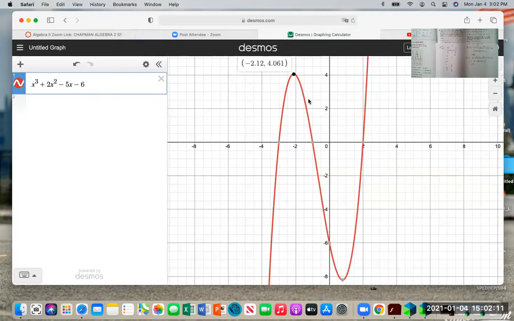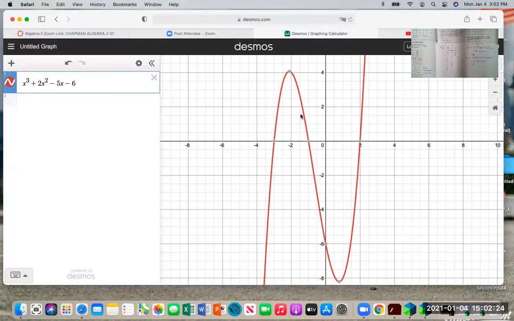Use the table values to estimate the intercepts and turning points. So the y-intercept, the x-intercepts, and then the turning points where they're changing. So let's see if I can make this a little bit bigger. Okay. Well, you could see one turning point right there. Remember, Desmos is going to do this for you. It does the math. So the first turning point is at negative 2.12, comma 4.061. And that's a maximum, right?